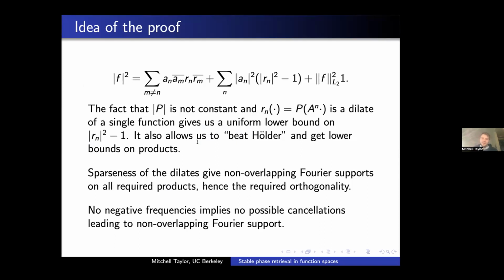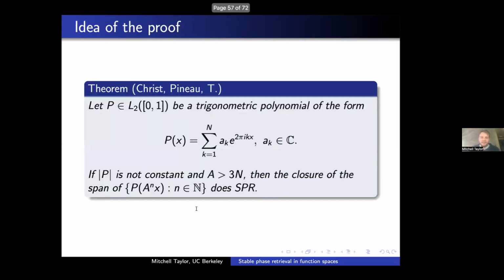And for that reason I can get all these orthogonality conditions. Now the assumption that I have no negative frequencies becomes very relevant, because I don't want any possible cancellations when I do these products. If I had some negative frequencies, they could, in principle, cancel with positive frequencies and then give me non-disjointness on the Fourier side, and hence non-orthogonality on the physical side. All right, so that's morally speaking how this theorem works.